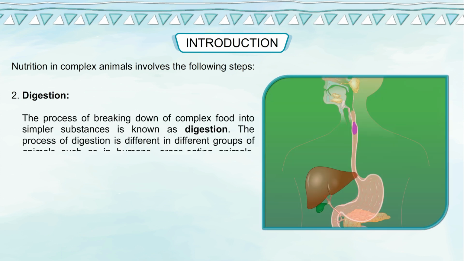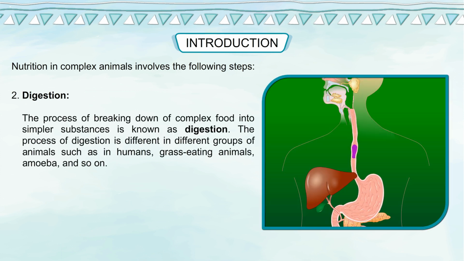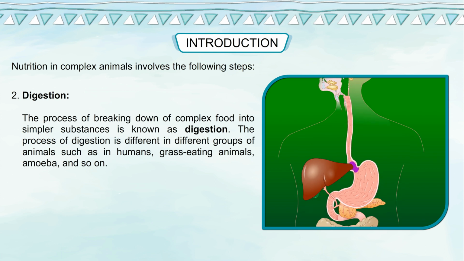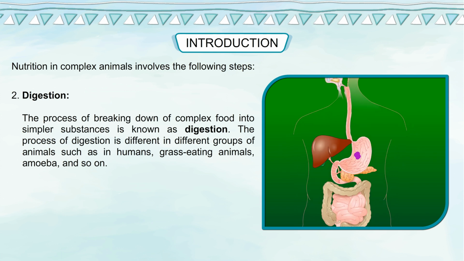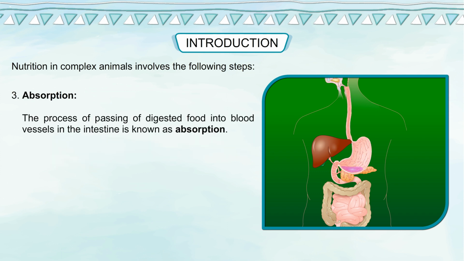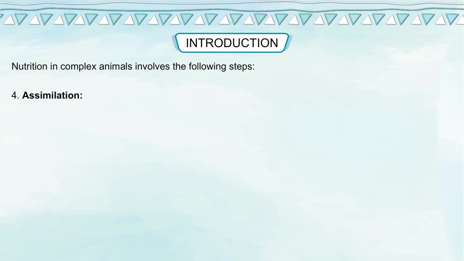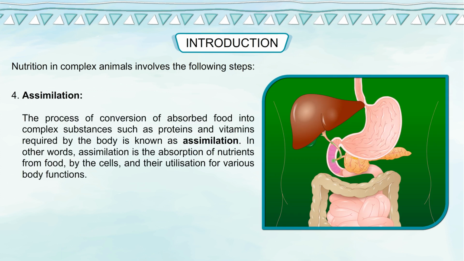2. Digestion. The process of breaking down of complex food into simpler substances is known as digestion. The process of digestion is different in different groups of animals, such as in humans, grass-eating animals, amoeba, and so on. 3. Absorption. The process of passing of digested food into blood vessels in the intestine is known as absorption. 4. Assimilation. The process of conversion of absorbed food into complex substances such as proteins and vitamins required by the body is known as assimilation.